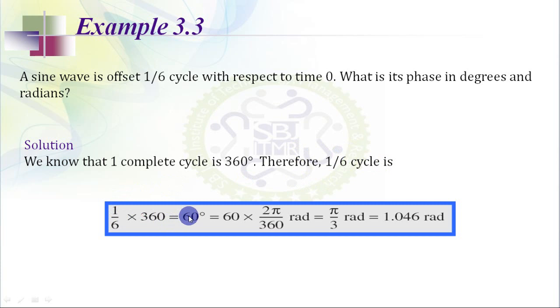Which is equal to 60. अब ये 60 को हम लोग convert करेंगे radian में. So for that, 60 into 2π divided by 360. So ये convert हो जाएगा radian में and the value is 1.046 radian. In this way we can solve this problem like this. कई सारे problems आपको दिए होंगे, उन्हें आपको solve करना है. So this is the radian and degree.